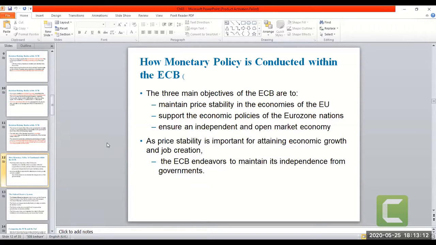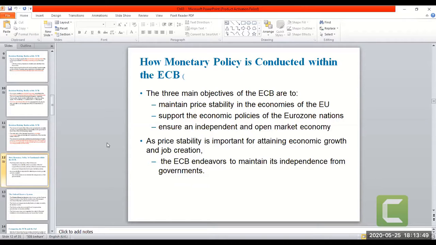Supporting economic policies means providing advisory service for member countries, and also advisory service related to an independent and open market economy. The bank is responsible for promoting and maintaining an open or free market throughout Europe. Therefore, the bank provides these services.